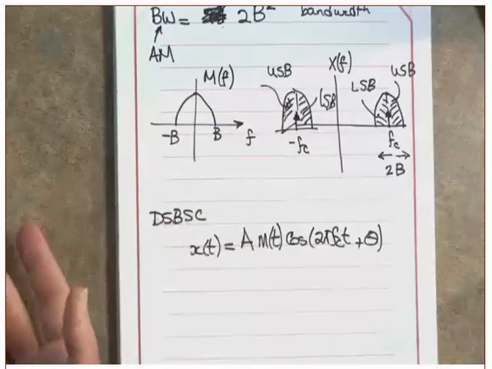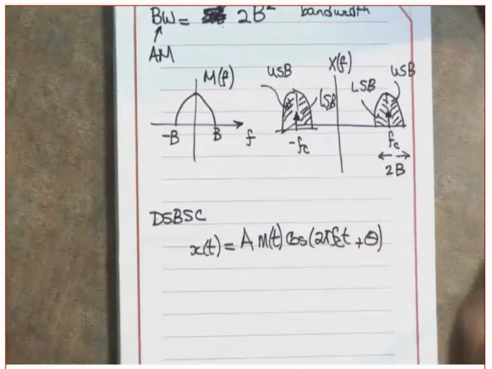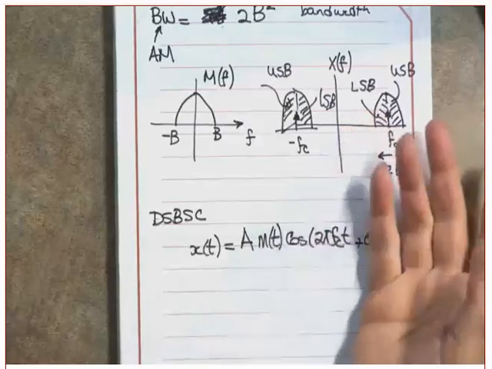Okay, but what is the problem with SSB-SC? How come AM radio is not based on SSB-SC? Think about it this way: we would have been able to support double the number of AM channels if we could get rid of one of the bands. Did you get my point or not? So why don't they do it?